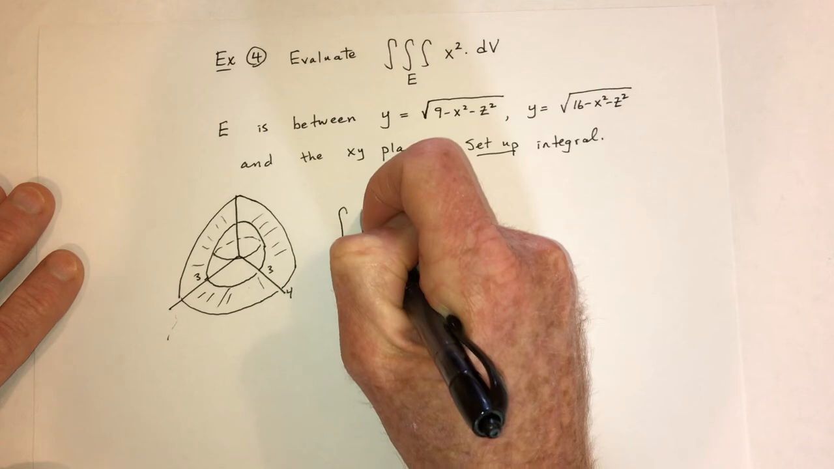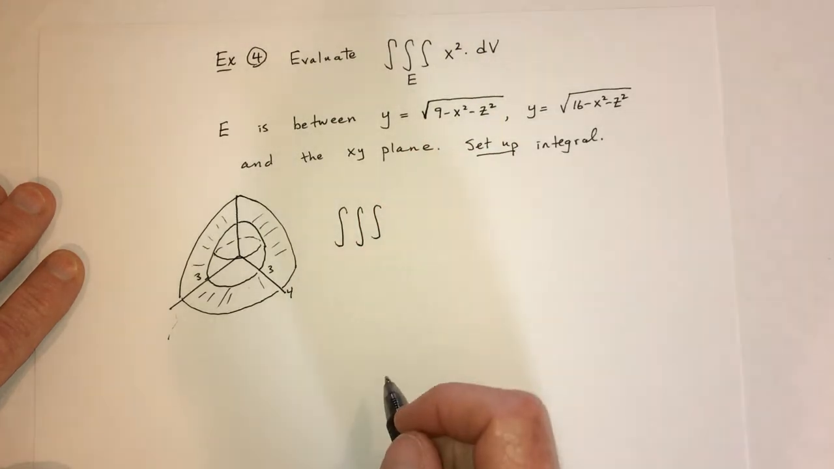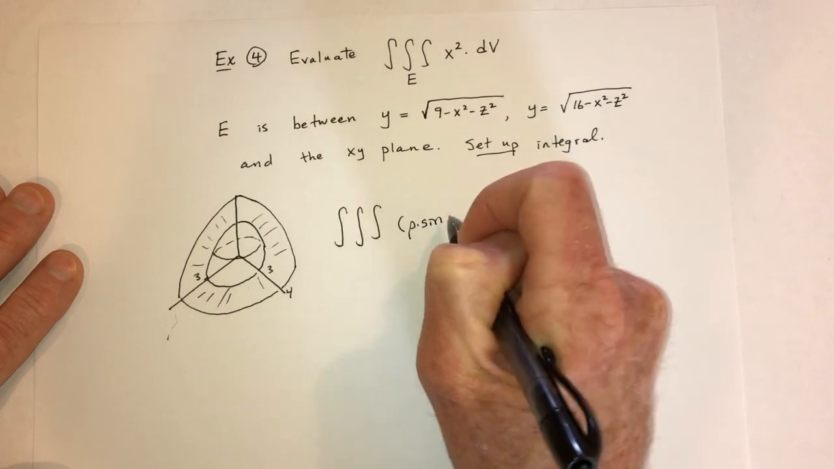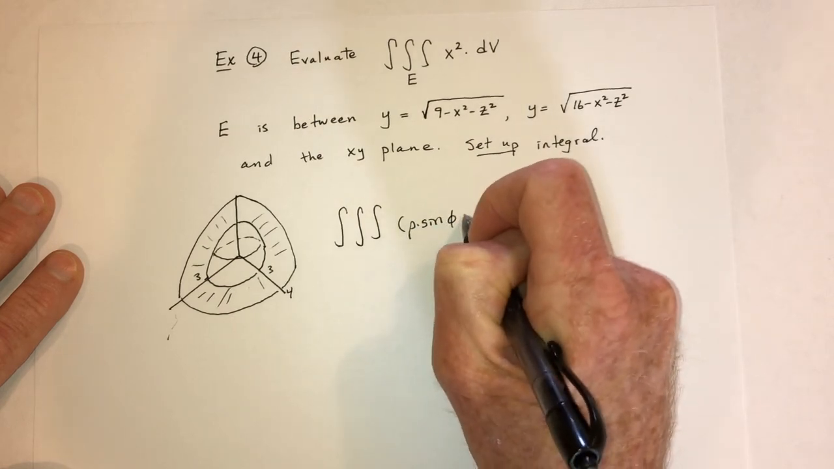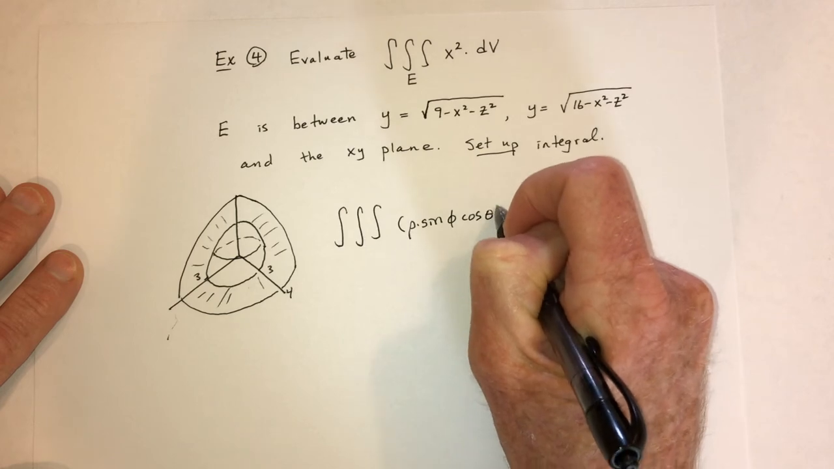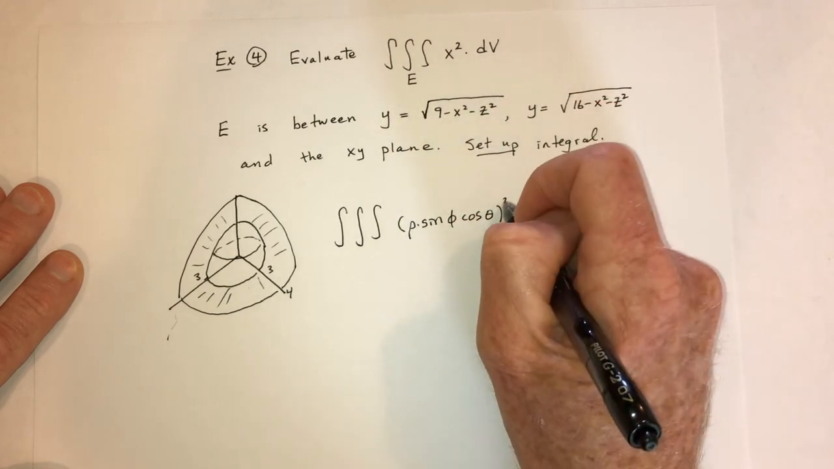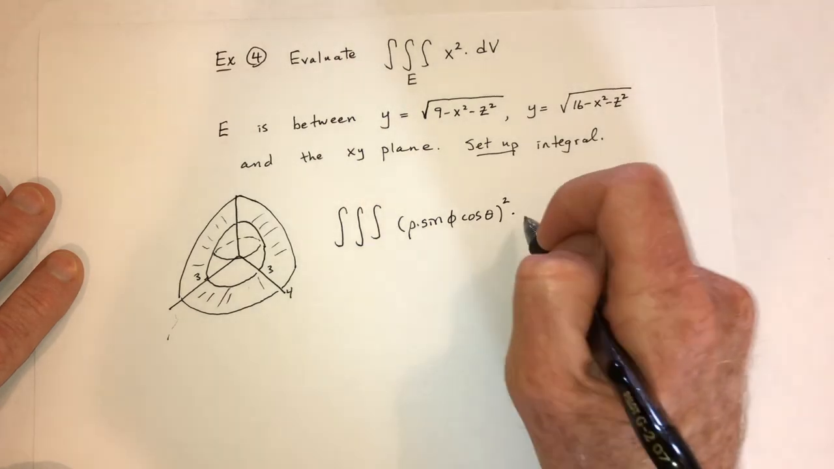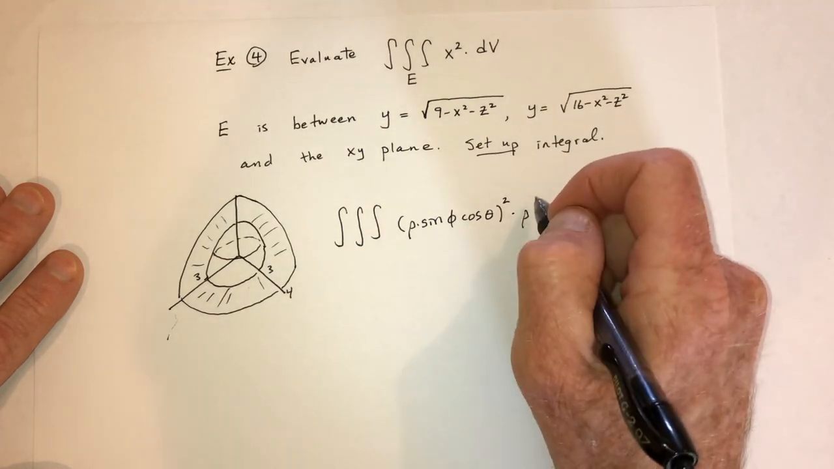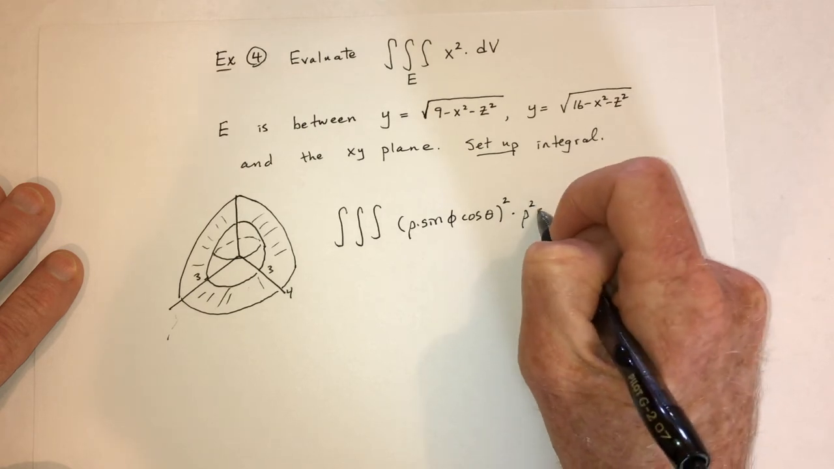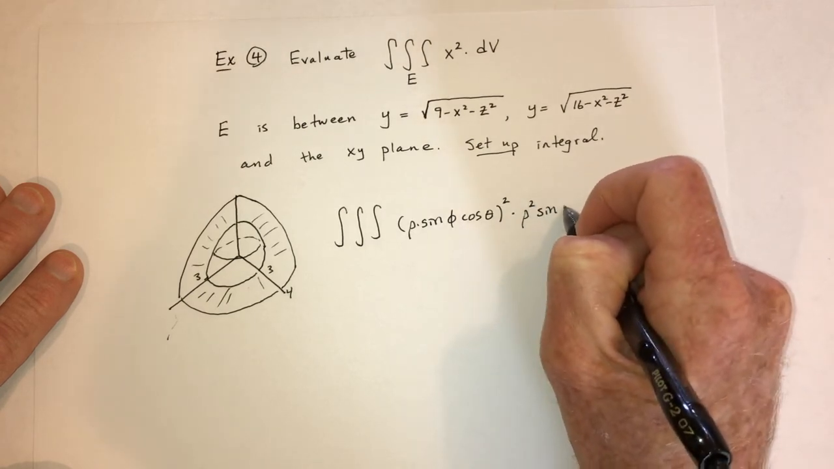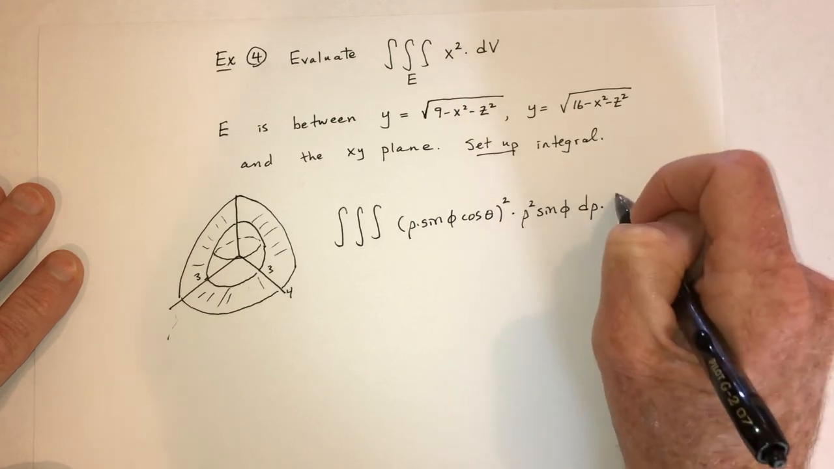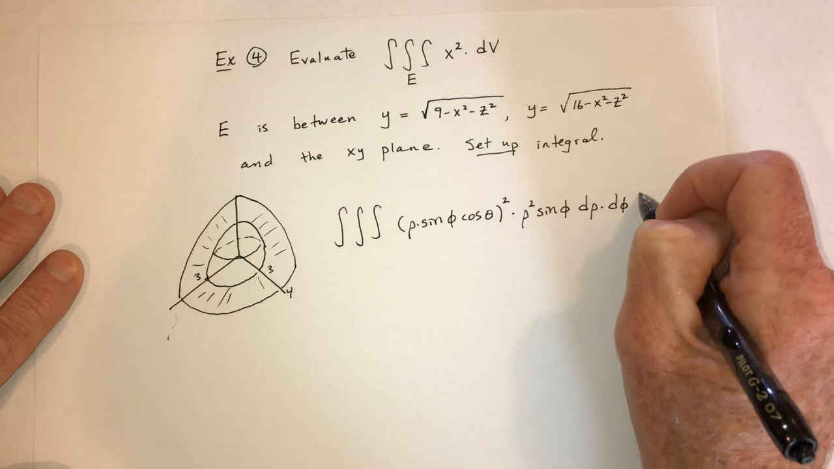So we'll have a triple integral. Then we need to replace x with rho sine of phi cosine of theta. The direction said x squared, so that needs to be squared. And then when you're changing to spherical, you need to also add in an extra rho squared sine of phi. And then we'll go d rho, d phi, d theta.